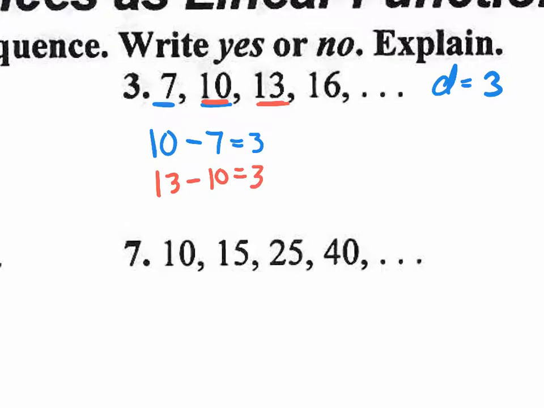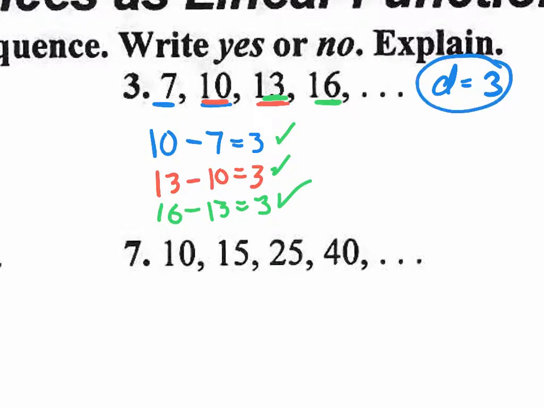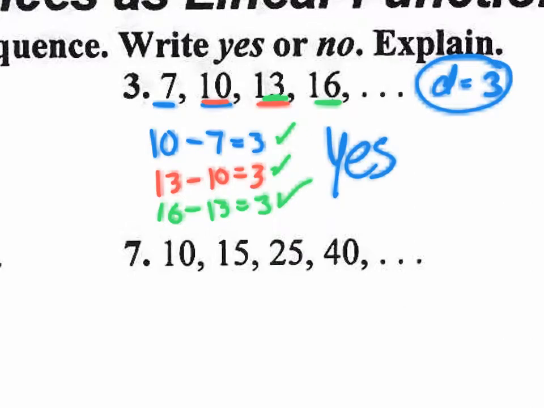Or you could do this one, 13, take away 10. That'll also give you 3. Or you could say 16, take away 13. That also gives you 3. So as you can see, all the differences are common. So the D is 3. So what do we say? We say, yes, it's arithmetic. Why? Because it has a common difference, 3.